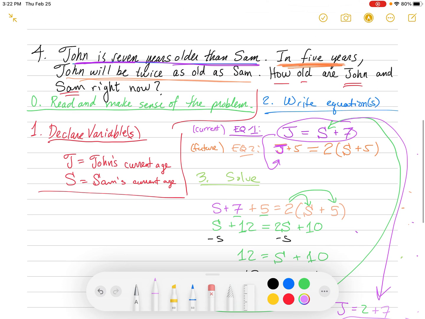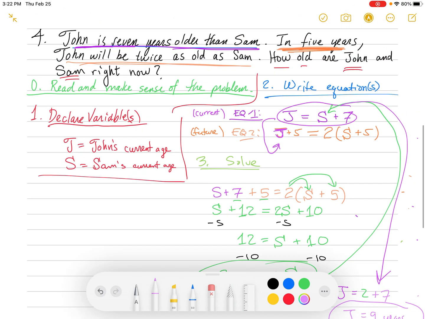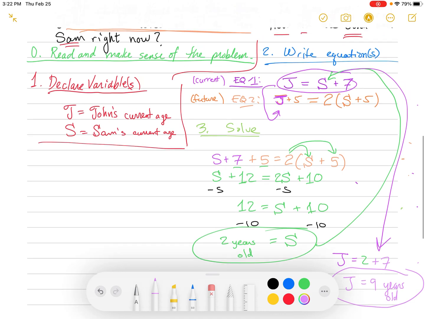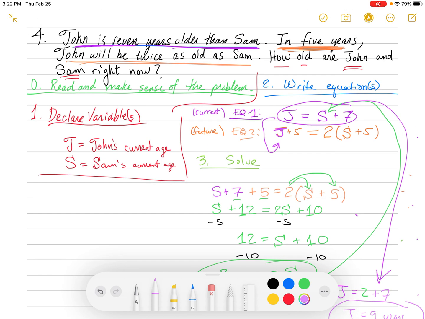Let's just check our work. So right now, John is 7 years older than Sam. Is that right? Yeah. John is 9. Sam is 2. So John is 7 years older than Sam.